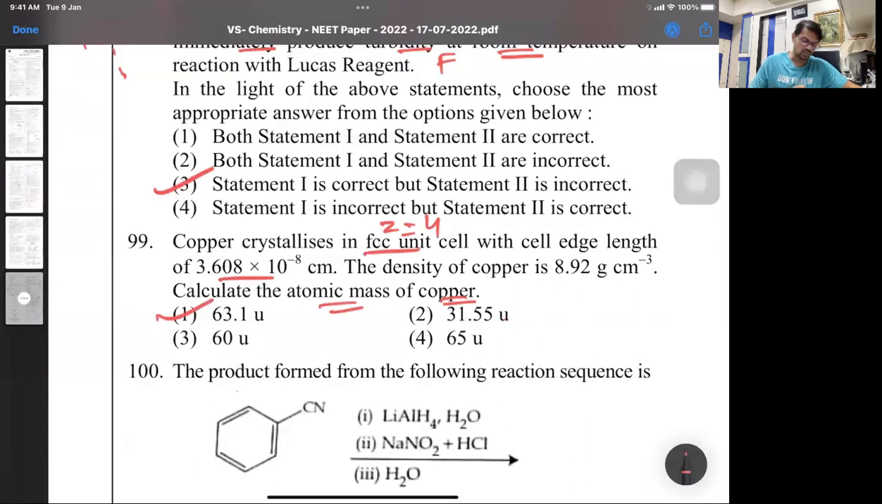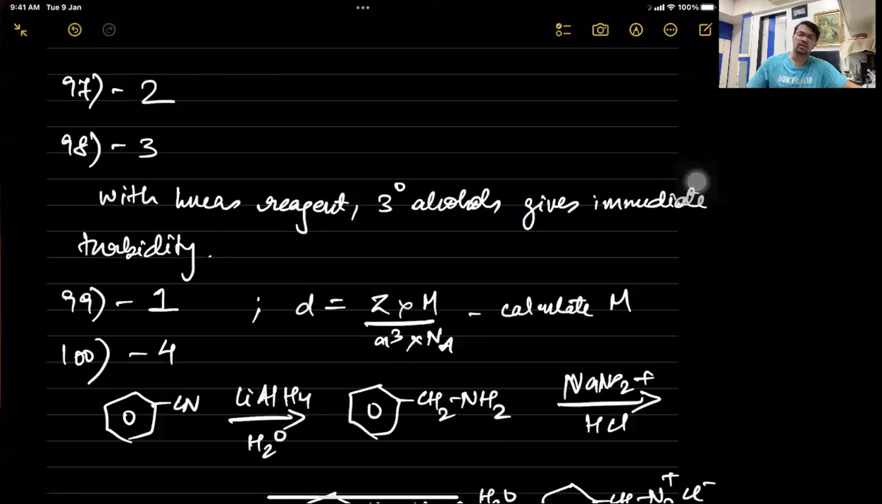But if you calculate 99 also, it will be the first one only, where the formula is density is equal to Z into M upon a cube into Na. But no need to calculate. You can get it directly.